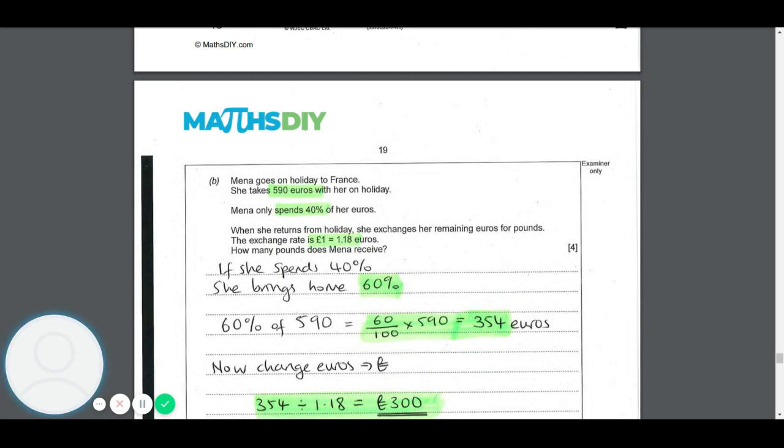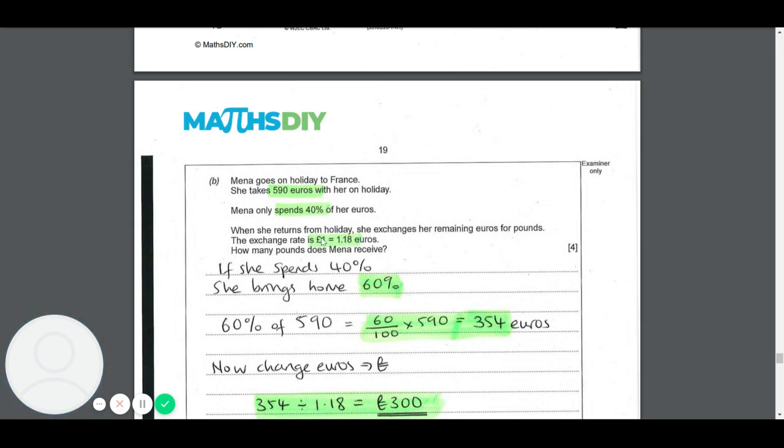She goes on holiday with 5,900 euros. She spends 40%. When she returns, she exchanges them for pounds. How many pounds do you receive? So she spends 40%. She's got 60% left. So 60% of 590. See this repeated theme. Percentages very important. They're coming up a lot in this paper. So you could do it as a fraction, a percentage, or a decimal. So you could do 60% times 590, 60 over 100 times 590, or 0.60 times 590. Whichever way you do it, she's got 354 euros left.